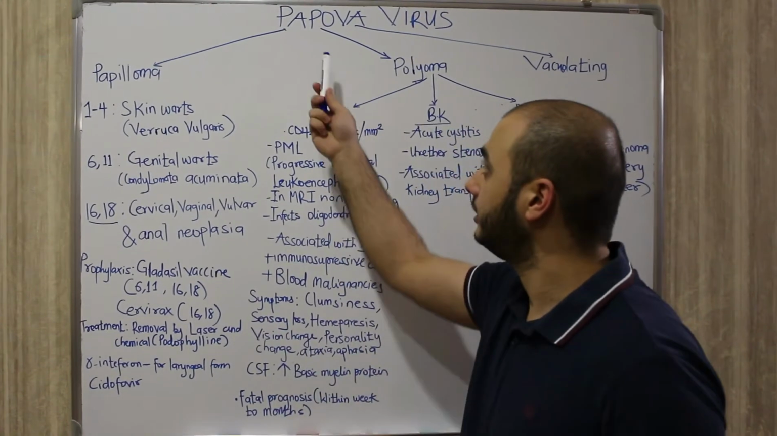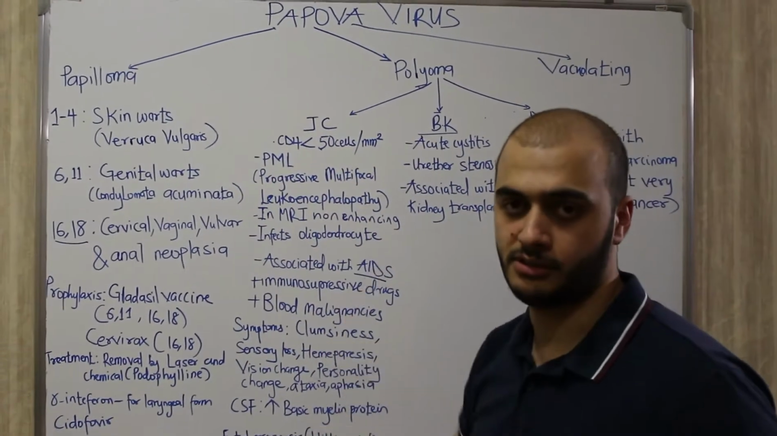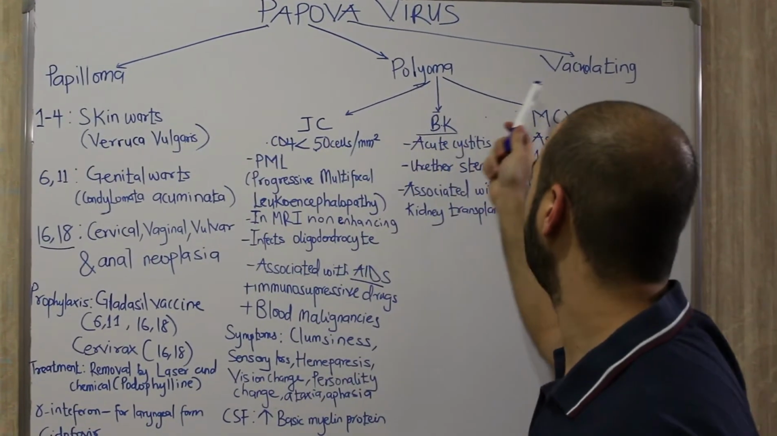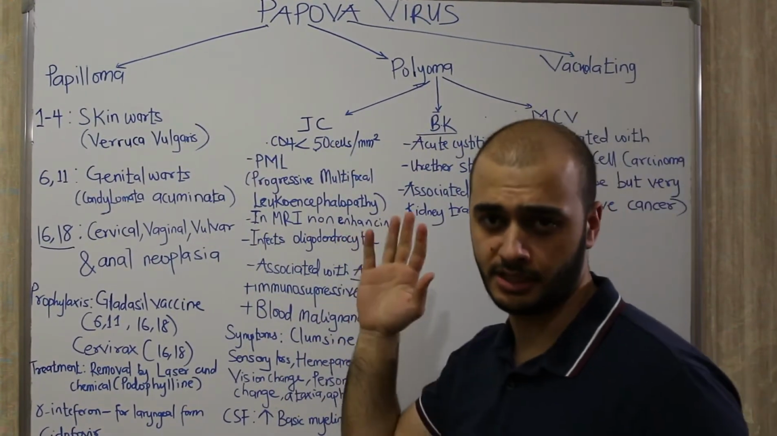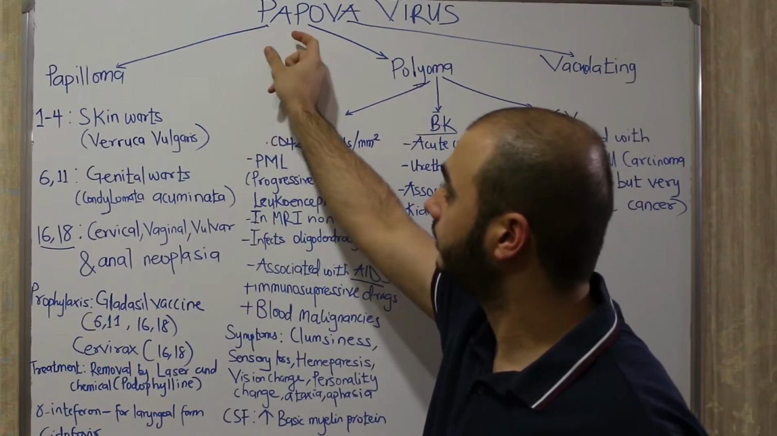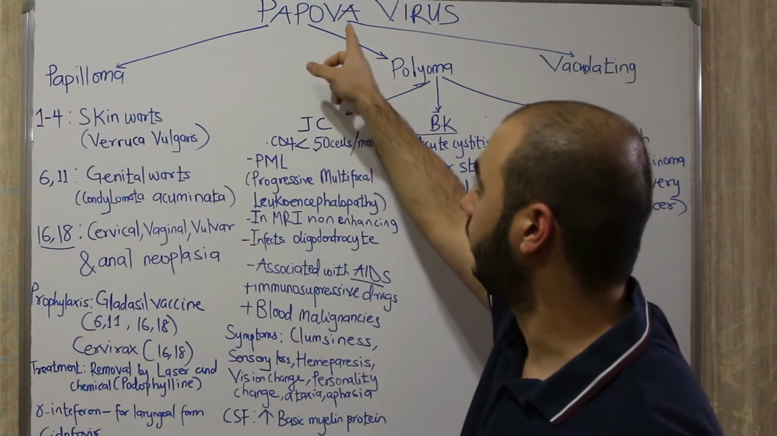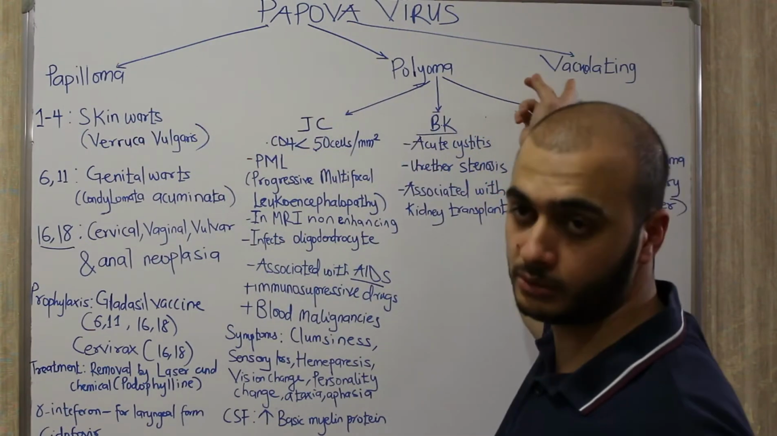So today we are starting the Papova family, which includes 3 viruses: Papilloma, Polyoma, and Vacuolating. How to remember which viruses are included under this family? Remember it like this: Pa is Papilloma, Po is Polyoma, and Va is Vacuolating.